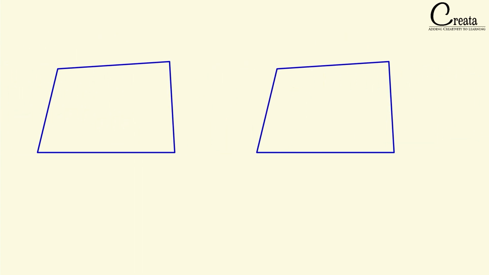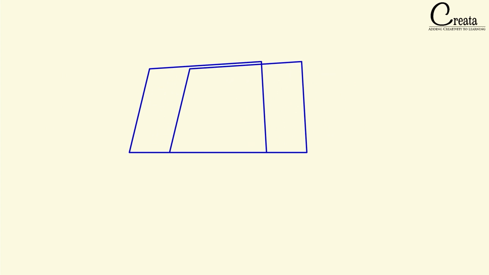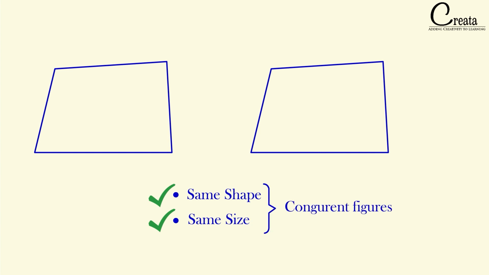Moving further, we have two figures, two quadrilaterals. These two quadrilaterals are exactly matching each other. If we overlap one quadrilateral over the other, we can exactly match one over the other. It means these two figures have the same shape and same size. So these two figures are congruent figures.